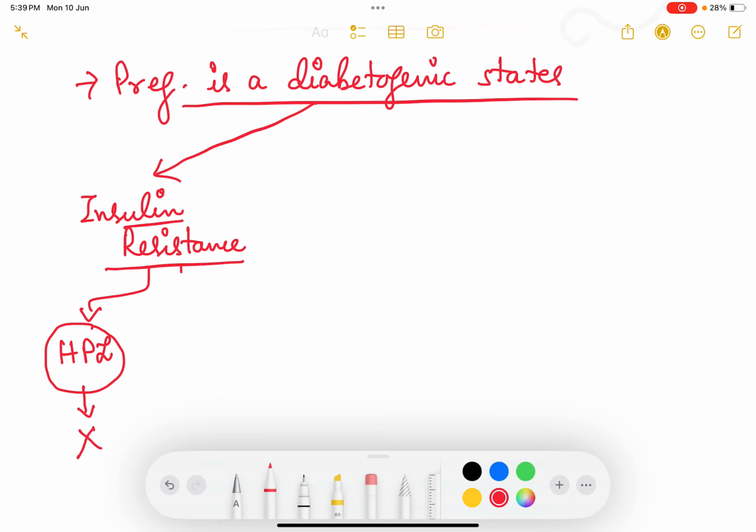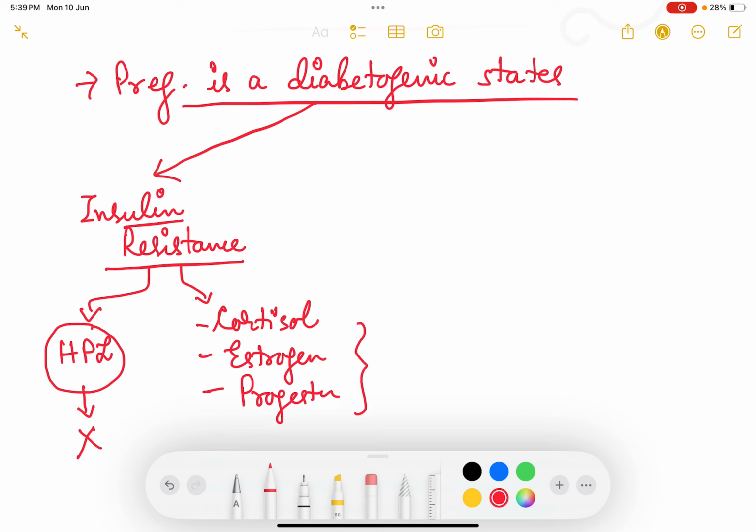Number two, increased production of cortisol, increase in the amount of estrogen and increase in the amount of progesterone are also acting against the action of insulin, so it is leading to insulin resistance.